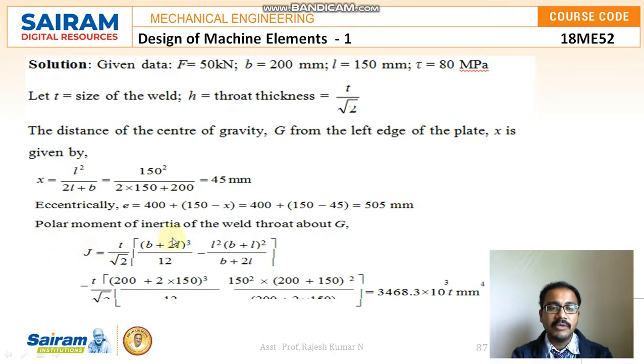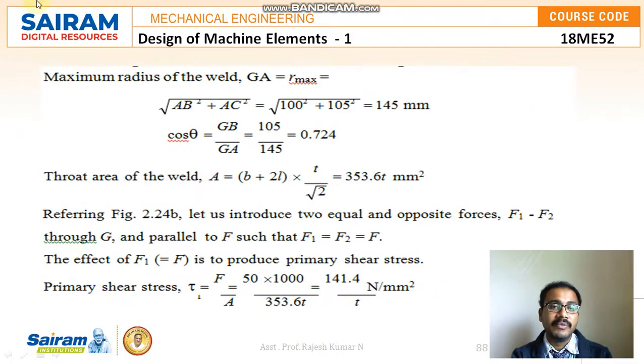And the polar moment of inertia of the weld about the center of gravity: J equal to t divided by square root of 2 into (b plus 2L) whole cube divided by 12 minus L square into (b plus L) whole square divided by (b plus 2L). Here b is known, L is known, and t is unknown. By substituting these values, we can find the J value, that is 3468.3 into 10 power 3 t mm power 4.